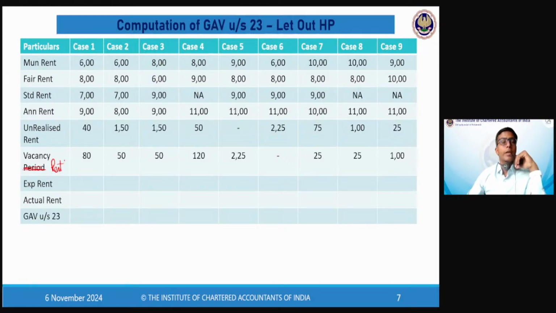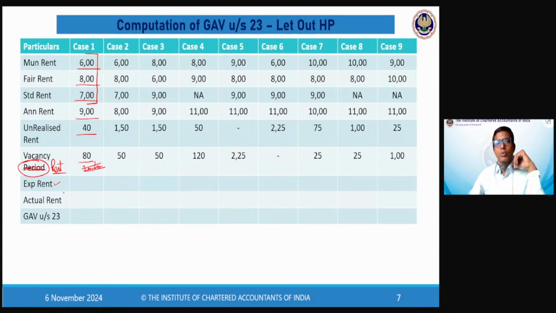This is vacancy rent. So municipal rent, fair rent, standard rent. Now these three will help you find out ER. Then annual rent, unrealized rent, and vacancy rent. Now they may also give a vacancy period, but if it is given, it would be in the form of months, 1 month, 2 months, etc. For simplicity, I have directly computed the rent applicable for that 1 month, 2 month vacancy period. So what I'm giving you is directly the vacancy rent. Now we will find out each thing one by one.